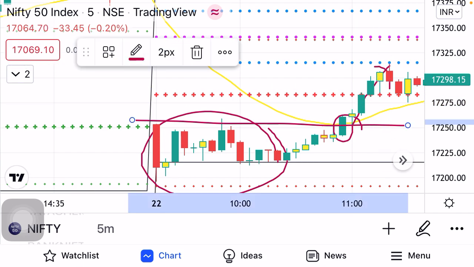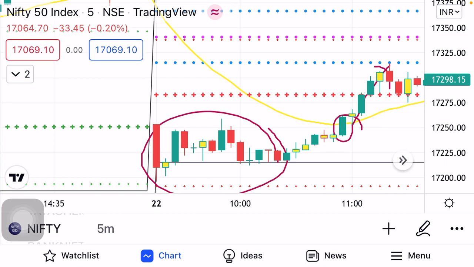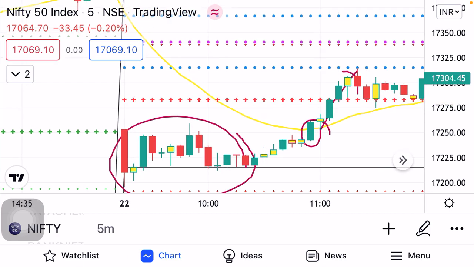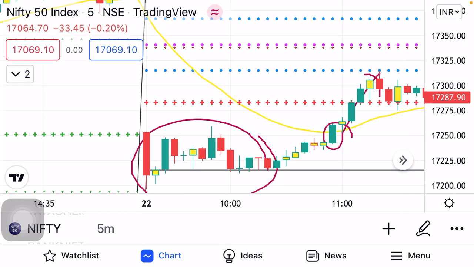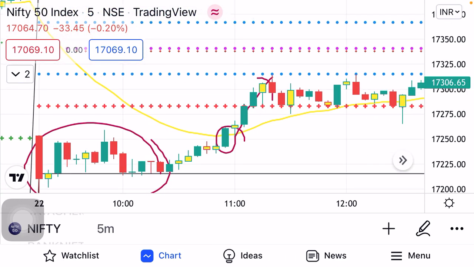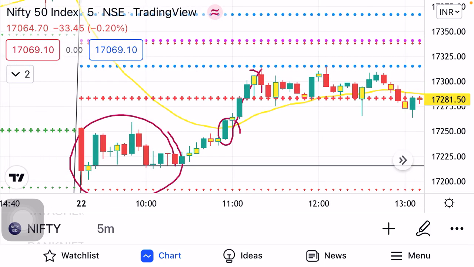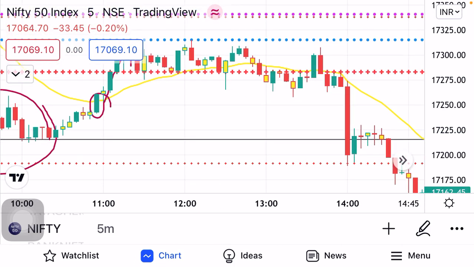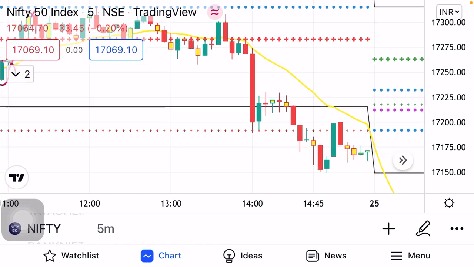So you can take a position and you can book your profit at CPR. Moreover, since the CPR is in downtrend, if you want to take a put position, you can take your put position at this CPR, and the target will be according to your risk reward ratio. The target will be reached.